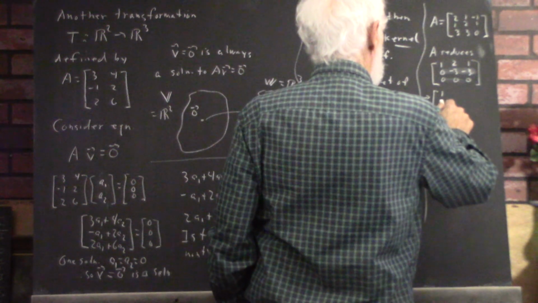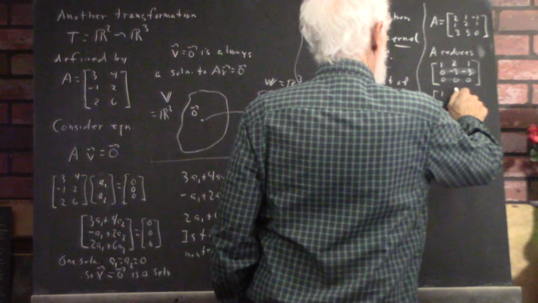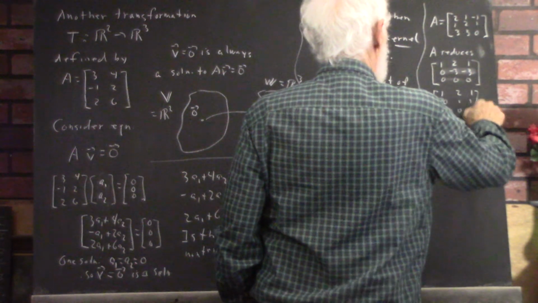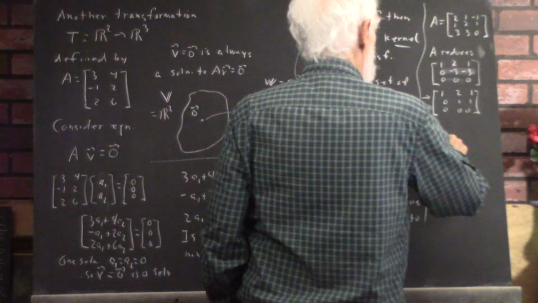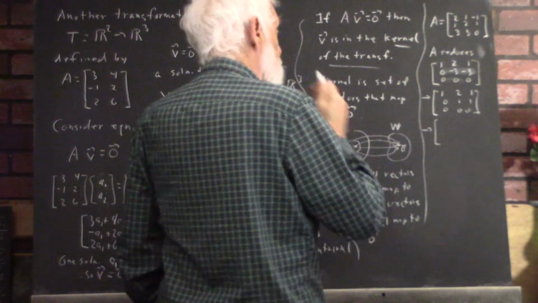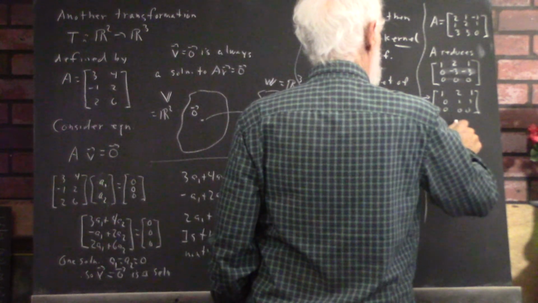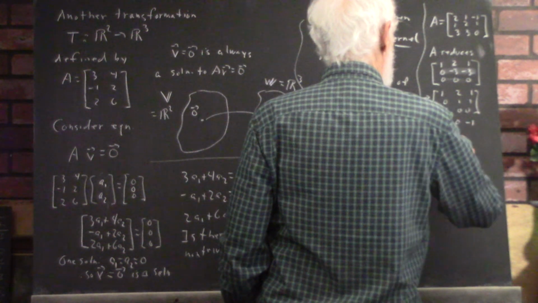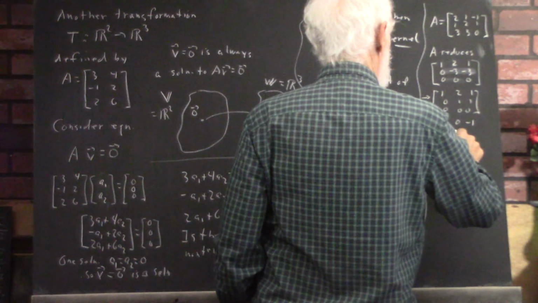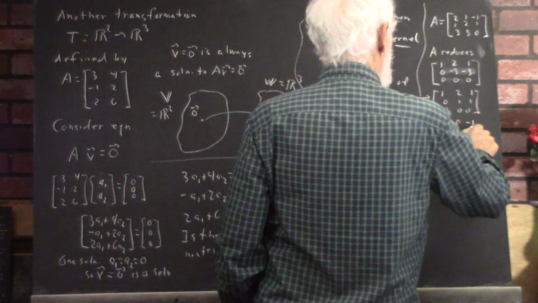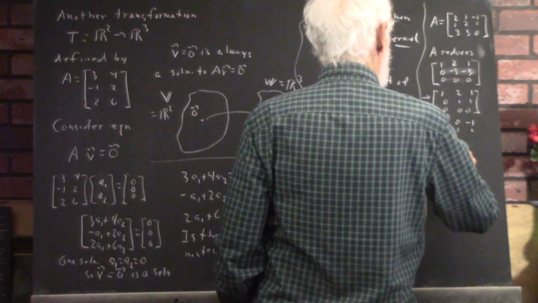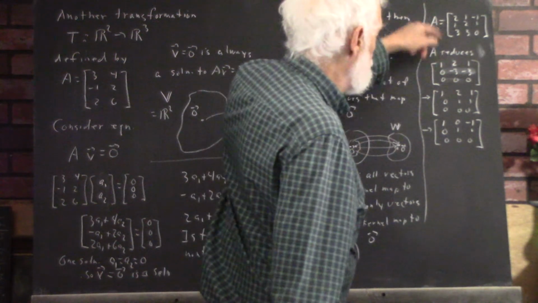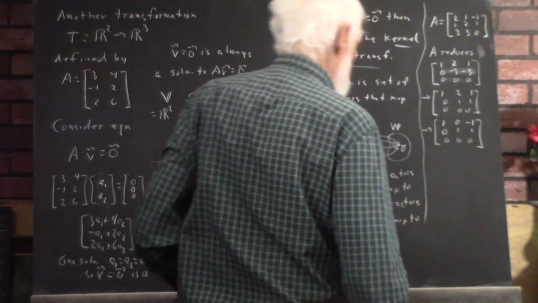So that reduces to 1, 2, 1, 0, 1, 1, 0, 0, 0. Get in trouble when I try to shortcut things. And that reduces to 1, 0, negative 1, 0, 1, 1, 0, 0, 0. So there's a reduction of this thing.